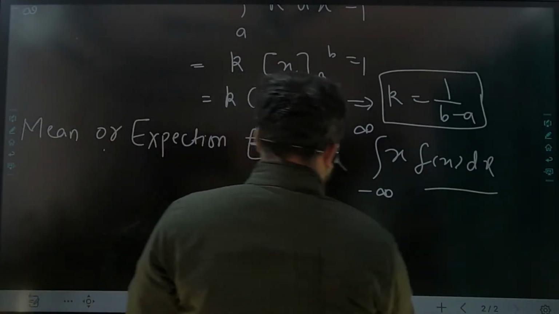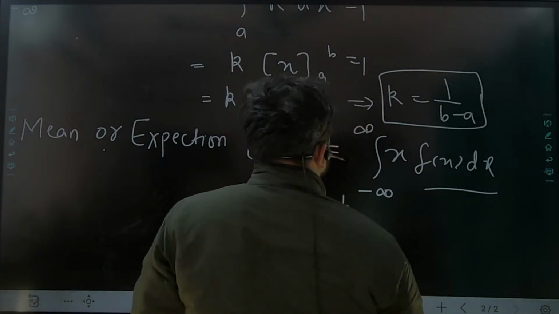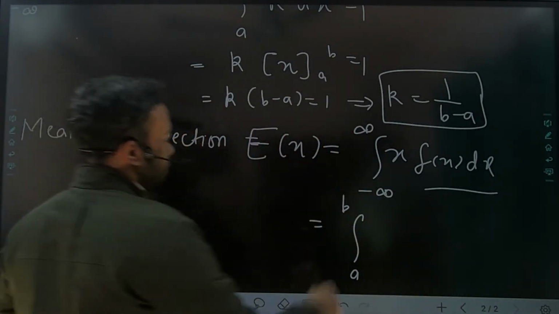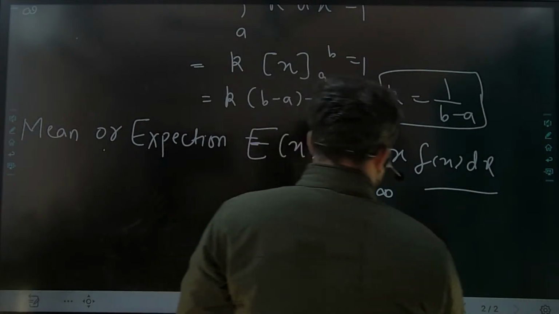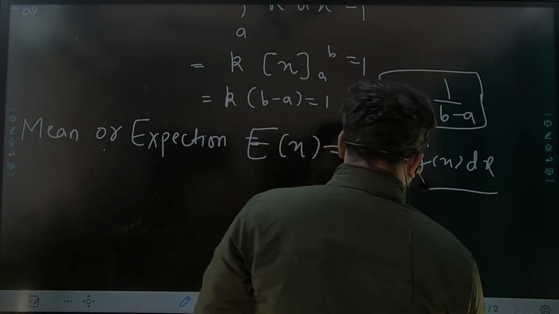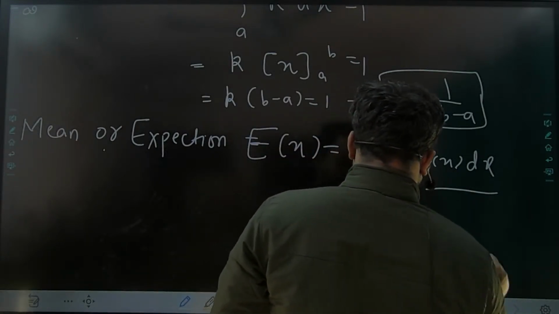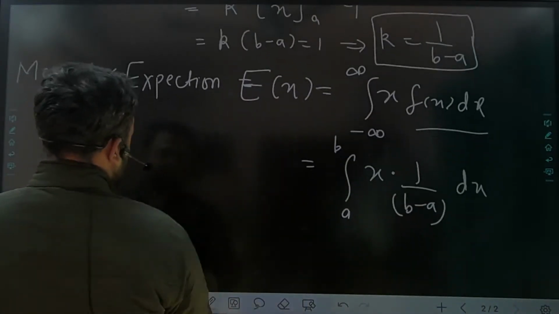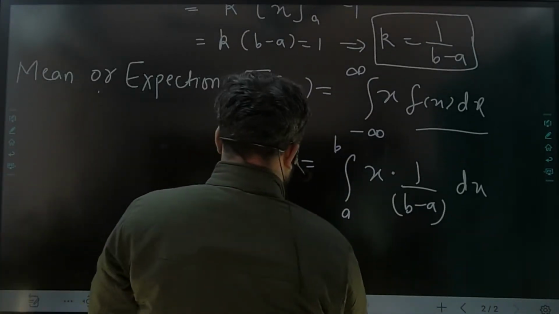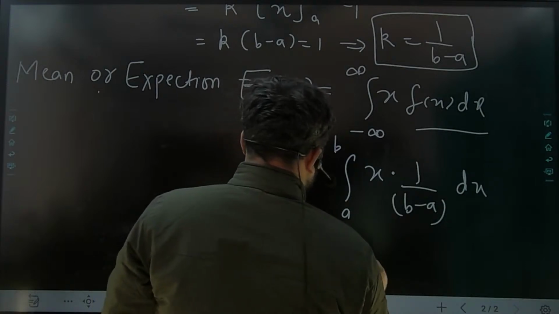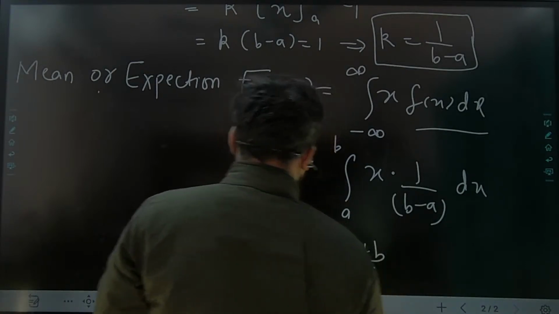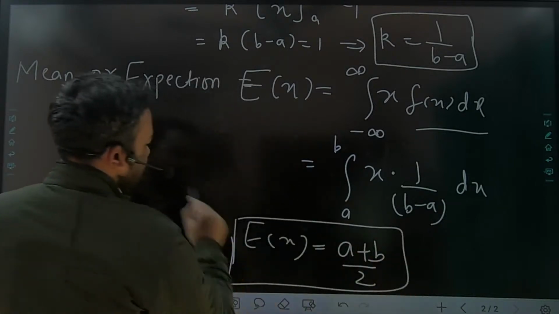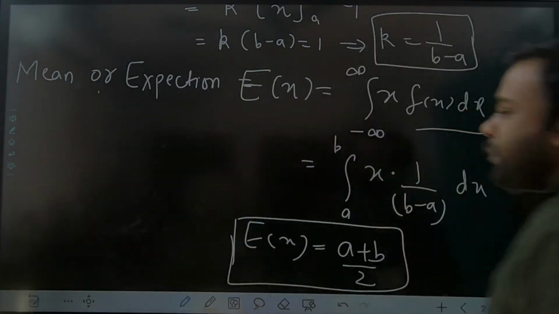Only the limit a to b will come, because other than this range the output is 0. So this is x into k, and we know k is 1 upon b minus a, dx. You can take 1 upon b minus a common. Finally, I'm just putting the answer: it comes out as a plus b divided by 2. So it's simple. You just have to remember this value. It's the arithmetic mean of the limits.